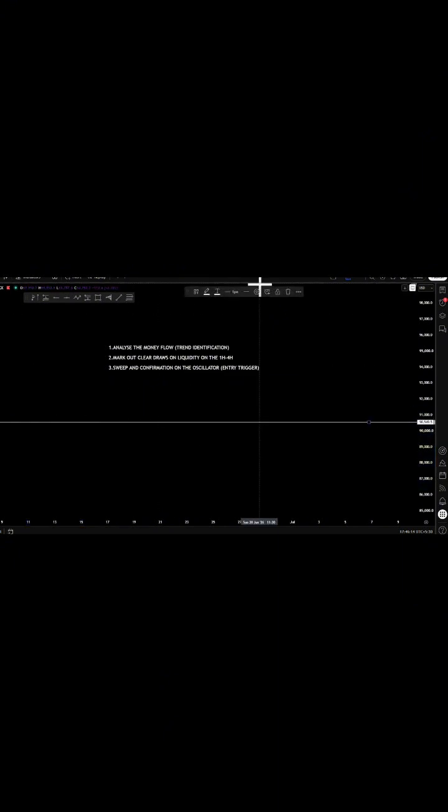Sweep it means just go above it, right? And then fails to close above, right? So this is a liquidity sweep because here we're pending stop losses or pending orders above or below that level, and then the price is likely to reverse. All right, so this was the third step. And now I'll talk about the oscillator as the final entry trigger.